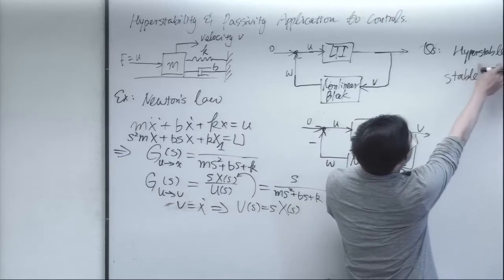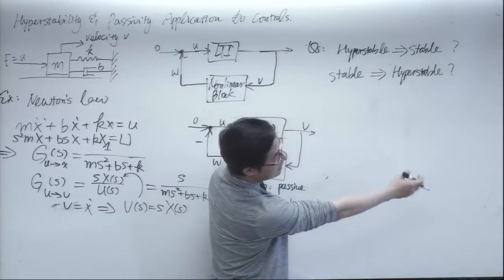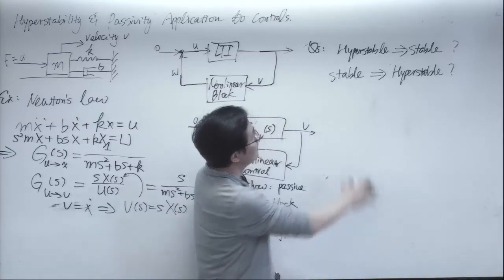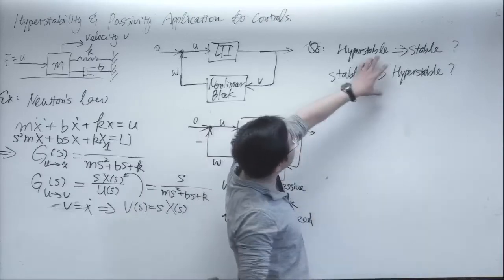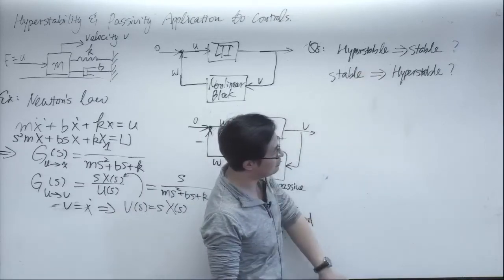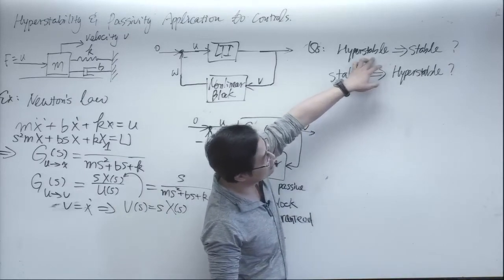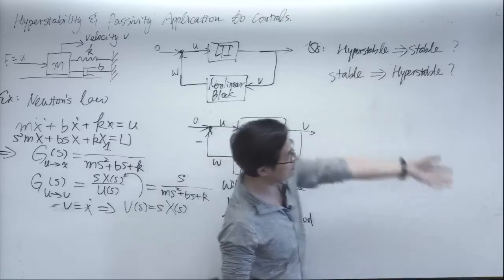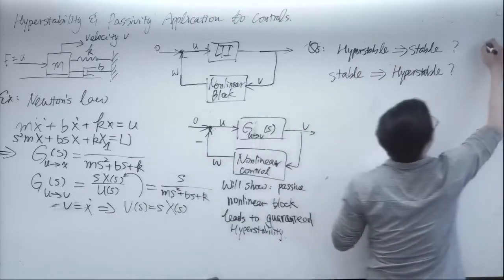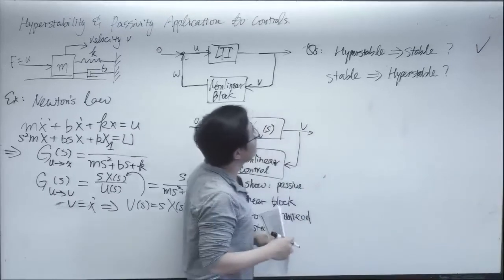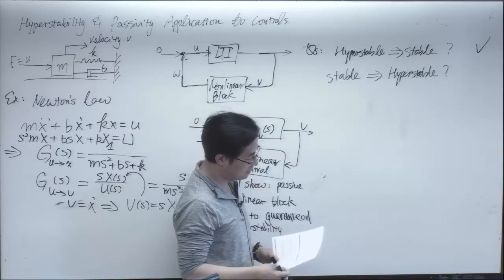Now, let's come back to here, because now we're talking about hyperstability, and you see how the energy perspective plays a role in here. Let's think about these two questions. If a system is hyperstable, can we say it is stable? Which is true, right? We already talked about what it means here. So this is true. Is the reverse true? If I have a stable system, can we guarantee hyperstability?